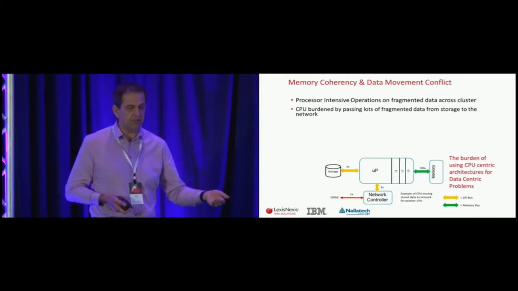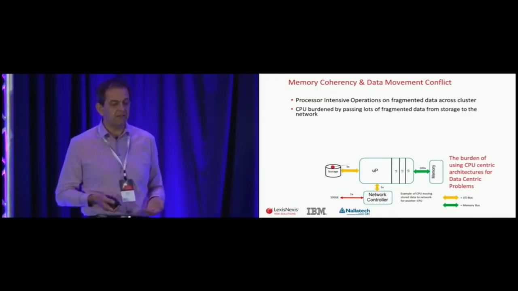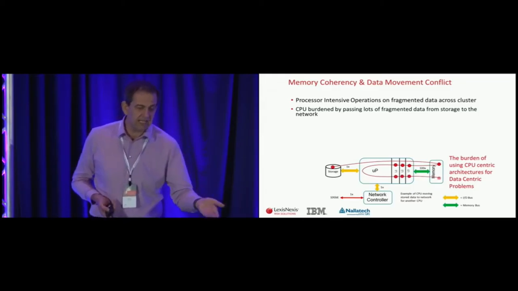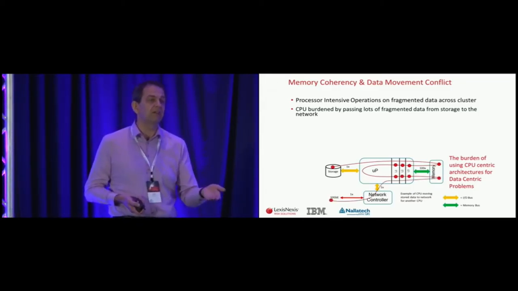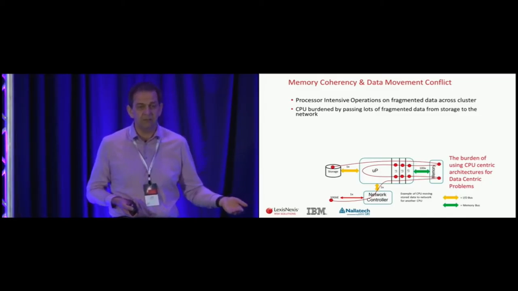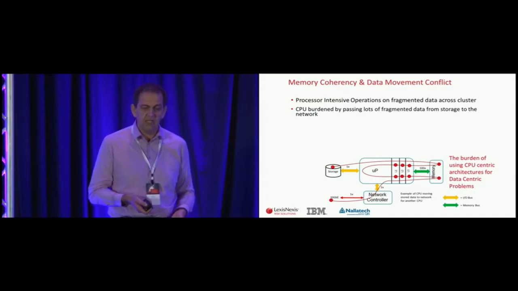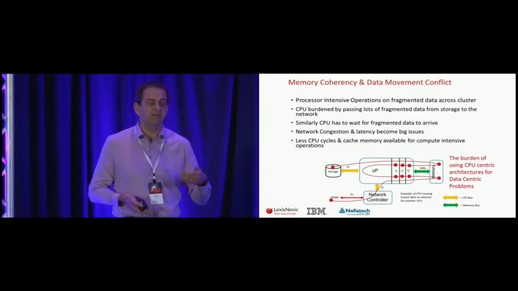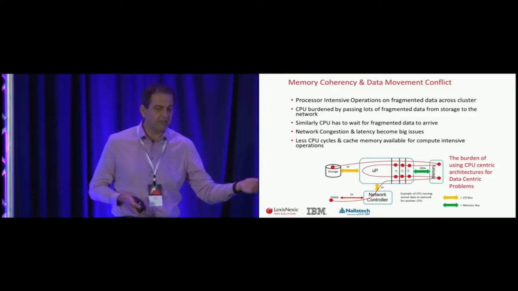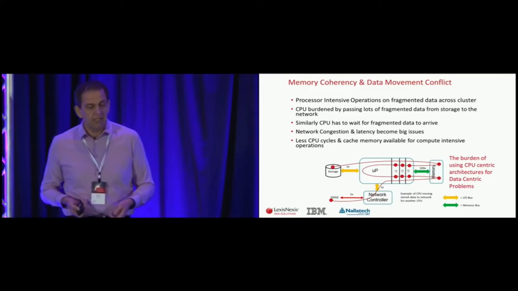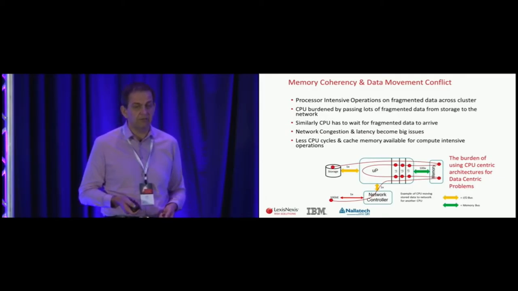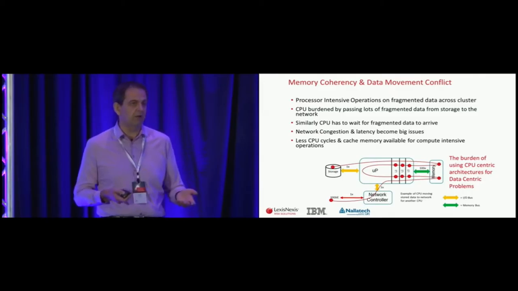Equally, on processor-intensive operations on fragmented data, you need to pull that data from the storage through the CPU and deliver it to the CPU that wants it so it can do its compute. And again, you're burning cycles doing nothing but moving data around in that CPU that you'd rather have for your compute-intensive operations. So this burden just carries on and causes these issues. You get network congestion over that relatively low bandwidth, expensive network, and large latencies can become big issues very quickly. And as I said, less CPU cycles and memory cache available for your compute-intensive operations. So these are some subtleties that aren't necessarily always obvious.